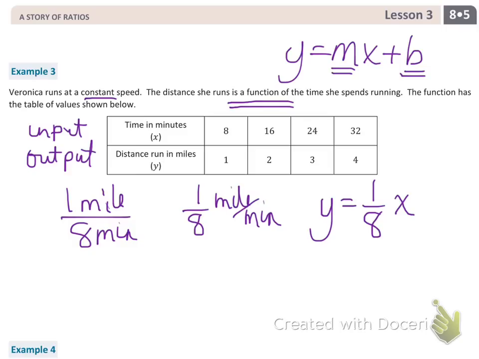M is the rate, 1/8 of a mile per minute. So y equals 1/8 x. And again, this is a time, and so x is greater than or equal to 0, and y is greater than or equal to 0. Distance and time have to be positive.